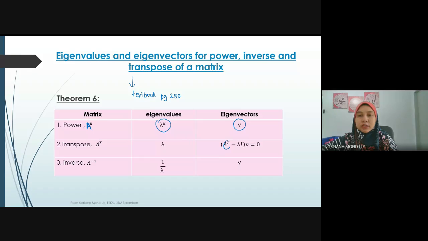Awak kena transposekan matrix tu, cari yang baru. Maksudnya yang ni awak kena carilah yang baru. Untuk inverse, the third is the inverse matrix. So, dia pun eigenvalues 1 over lambda. Eigenvector yang sama. Okay, ni boleh refer ke surat 280 ni.